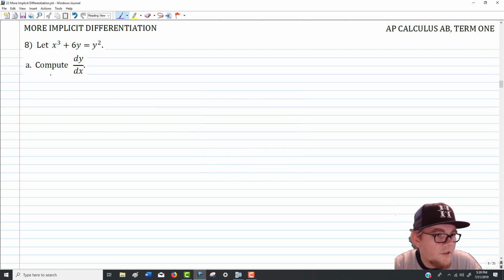So in 8, first in part A, we're given a really simple equation. And in fact, part A is probably the easiest question on the entire page. I'm only choosing to do it so that we have the ingredients here.